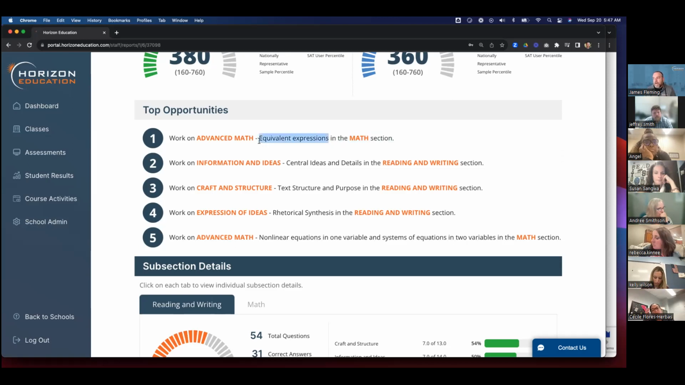So number one opportunity, equivalent expressions. So that's an area in math this student can pick up. Central ideas and details, text structure and purpose, nonlinear equations in one variable. We're seeing all of these things. This is a call out for that kid saying, hey, if you're trying to improve your score, this is what we want you to do. This is where we want you to focus.